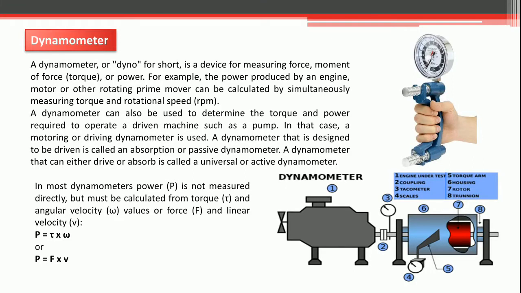Now the next one, after the load cell, is the dynamometer. You can see that this dynamometer is used for measuring force or moment of force, that means torque. To transmit energy by rotation, it is necessary to apply a turning force. In the case of a shaft, the force is applied tangentially in the plane of the transverse cross section, and the torque or twisting moment may be calculated by multiplying the force with the radius of the shaft.